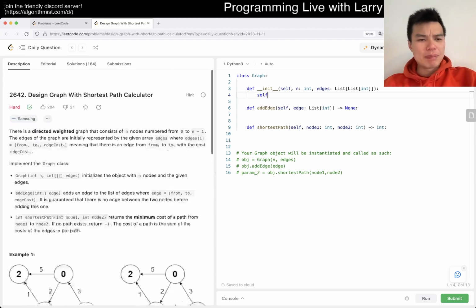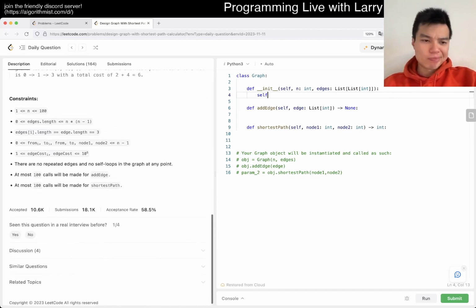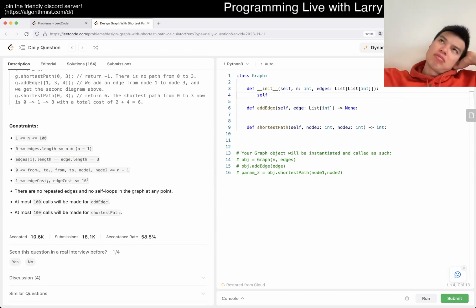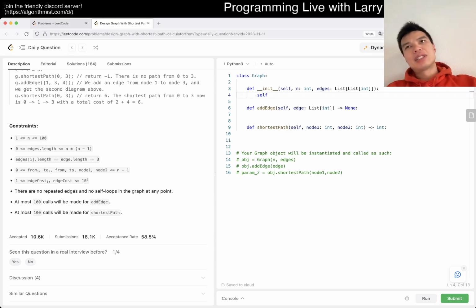yeah, it's a really weird problem because it's hard, but I think there are some optimizations that you can do, possibly. Like, maybe when you add an edge. But I feel like that's just unnecessary. That's really hard. So, what do we do? We want to have an adjacency list.